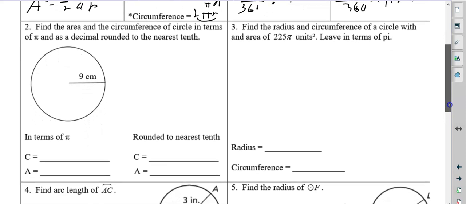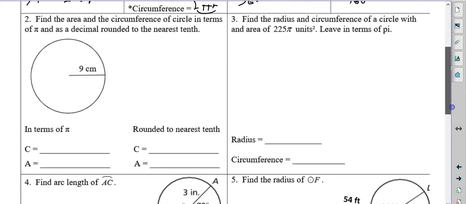All right, find the area and circumference of a circle in terms of pi and as a decimal rounded to the nearest tenth. Circumference is pi times diameter. So if the radius is 9 and the diameter is 18, that's 18 pi. And area is pi r squared, so the radius is 9, so that's 81 pi. As a decimal, this would be 56.5 and 254.5. Now again, if you do 3.14 or the pi key, sometimes you'll be off by maybe a tenth, but that's okay.